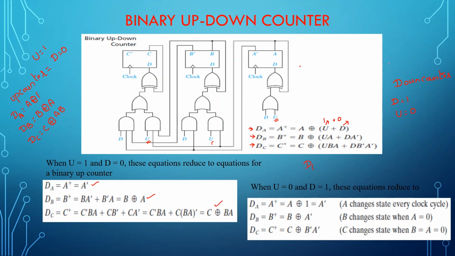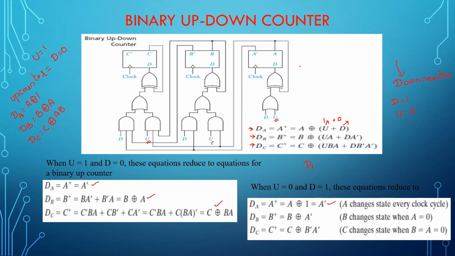In case you want it to perform as a down counter, let's say I want the same circuit that was used as an up counter to perform as a down counter. That is, it has to count from a higher number to a lower number. So here you need to make U equal to 0 and D equal to 1. So when you go to this particular equation, U is 0 and D is equal to 1, so that will be A bar itself, very similar to the equation we had previously.